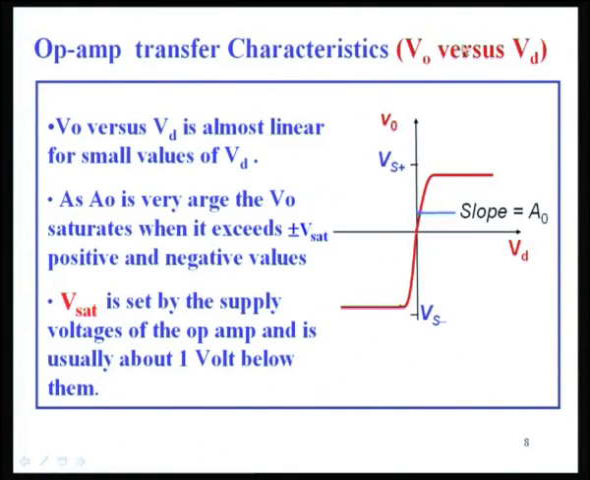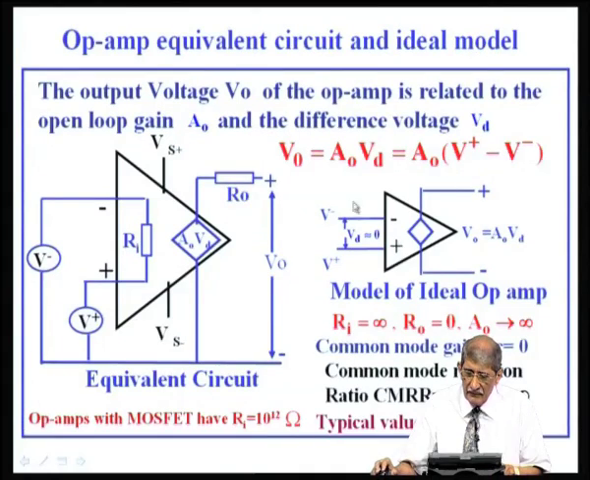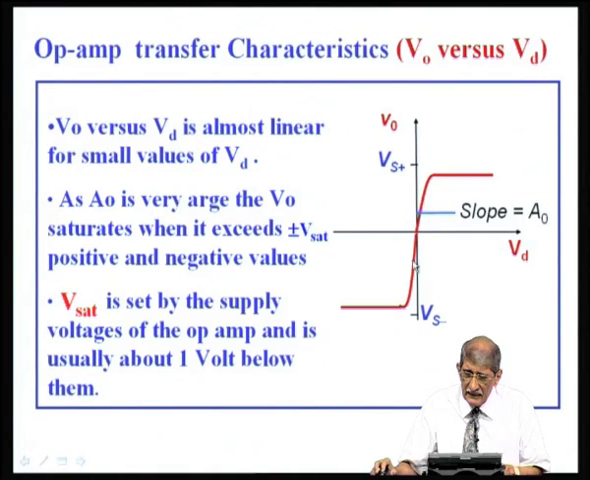Now, the op amp transfer characteristic, V naught versus V d. Ideally if A naught is infinite, this will go vertically up, but there is a finite slope which is very steep, telling you that A naught is very high. And as I pointed out in the case of the amplifier, when the output voltage approaches that of the supply voltage V s plus, it will no longer increase beyond that. That is the saturation point, as in the case of the amplifier that I pointed out.